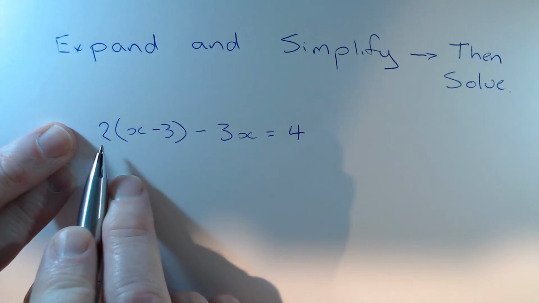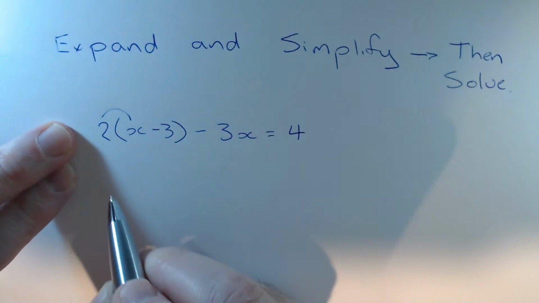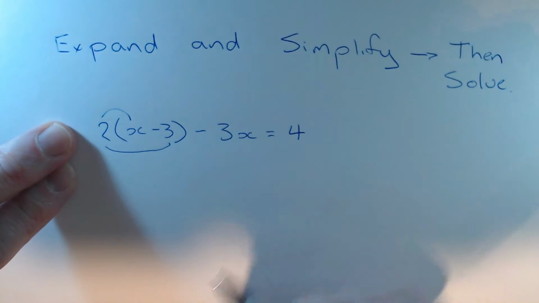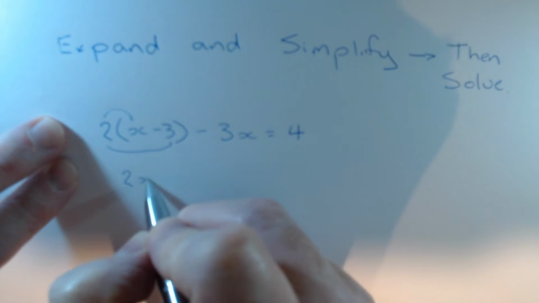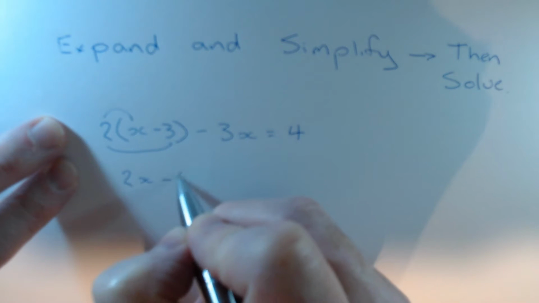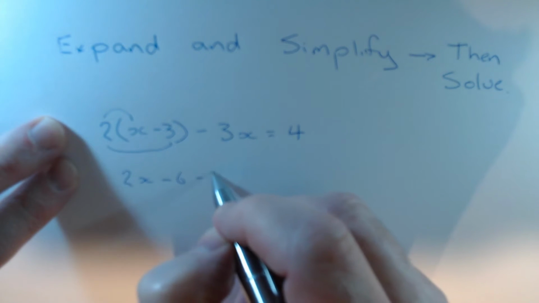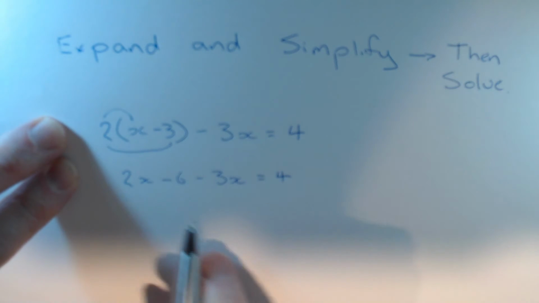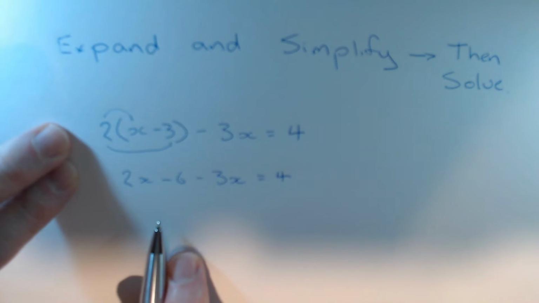In order to expand the brackets, we take the 2 and multiply it first by the x, and then we take the 2 and multiply it by the minus 3. We end up with 2x minus 6 from what's in the brackets. Then we have minus 3x is equal to 4. So we've now expanded our brackets. The next thing we have to do is simplify.